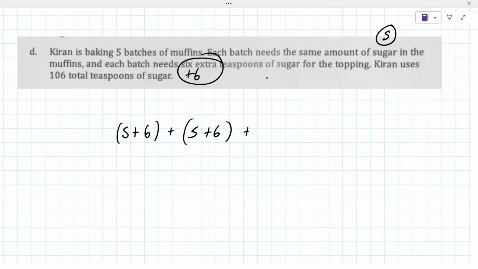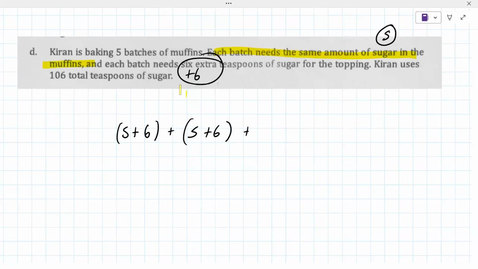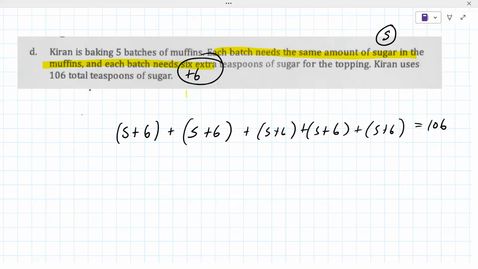Is that clear? What we're really looking for in this scenario is something where you need some amount, S, and then you need an extra 6 each time. How many S plus 6s are there in this problem? There are 5. So 5 times S plus 6. What does this equal? Is this the same as the original? Yes. It is. So this one works.